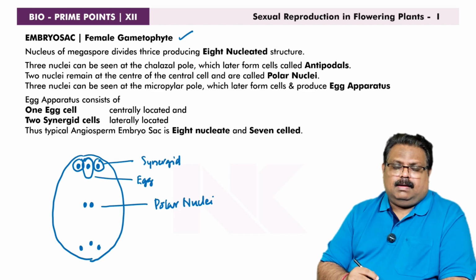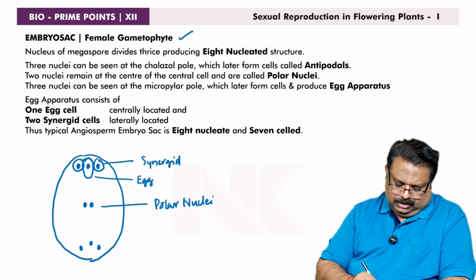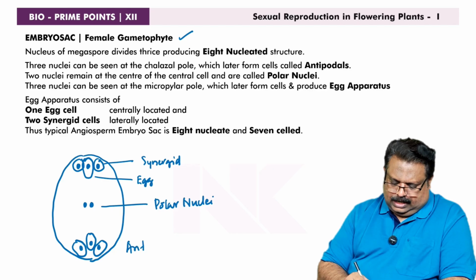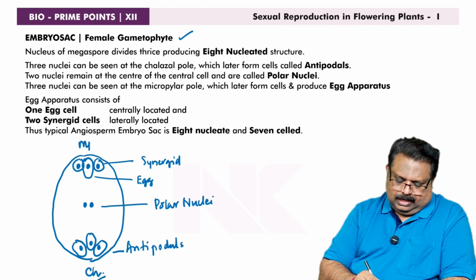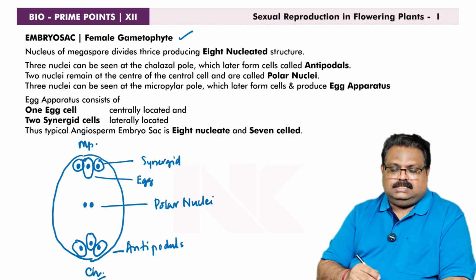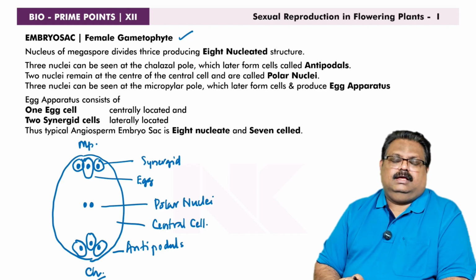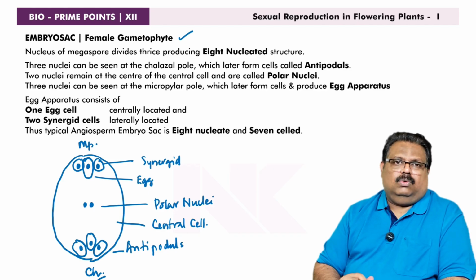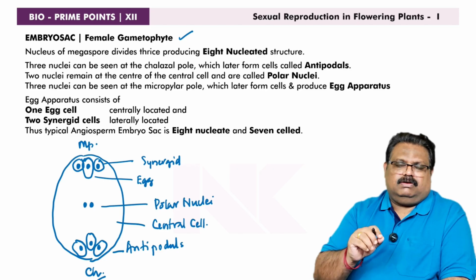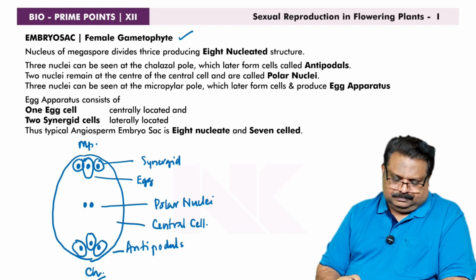And the three haploid nuclei present at the chalazal pole get converted into three independent cells, and these three independent cells are called antipodals. So this is the chalazal pole, and this is the micropylar pole. And the larger cell is called the central cell. This embryo sac is completely covered by two envelopes, outer integument and inner integument, which has a perforation. That perforation is called micropyle. Now we can read that note.